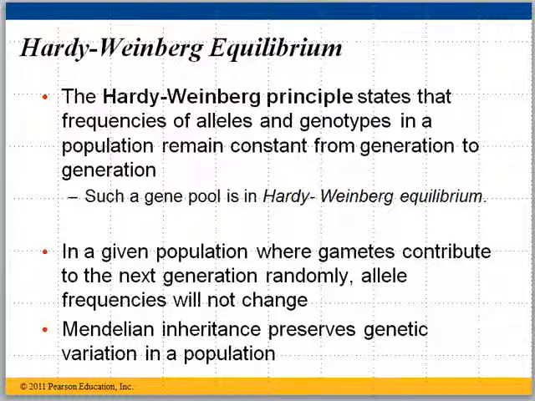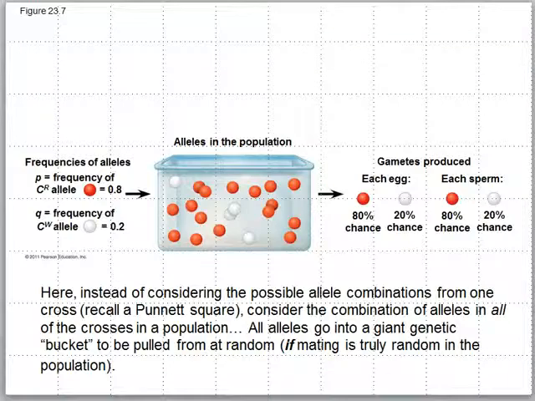Here's a visual to kind of help you understand. And again, the major difference between what we're talking about now and what we talked about last semester is that instead of considering the possible allele combinations from one cross, one set of parents, one particular mating when we were doing a Punnett square, here we're talking about the combination of alleles in all of the crosses in a population. We're taking all of the alleles of that population, just sticking them into one giant genetic bucket, and we're randomly pulling from that bucket. If the mating is truly random in that population, you're not going to get a change in allele frequency over time. That, again, is if we're at Hardy-Weinberg equilibrium and no evolution is occurring.